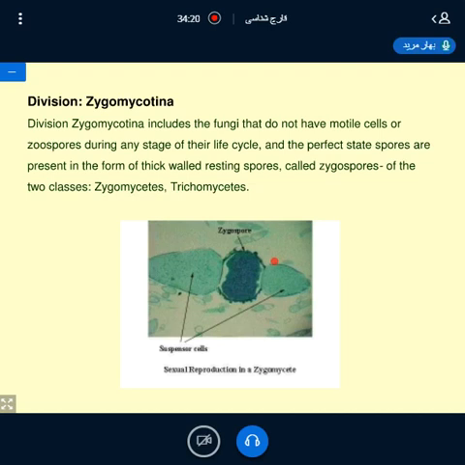In Zygomycotina in perfect state, one spore with a wall and warty surface is formed, that is called zygospore. The zygospore can survive in unfavorable conditions.